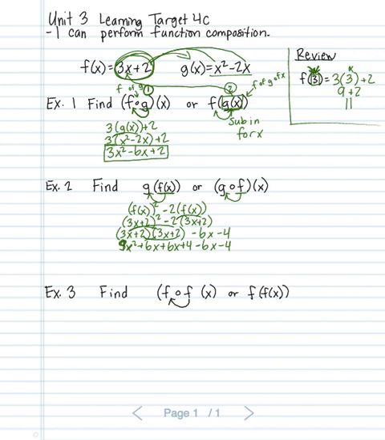Combine our like terms. So we've got 9x squared, and that's the only thing that's squared. We've got a 6x plus 6x, so that's 12x, and minus a 6x, so that's just going to be 6x. We've got a positive 4 and a minus 4, and those are going to cancel each other. So there's our final answer.